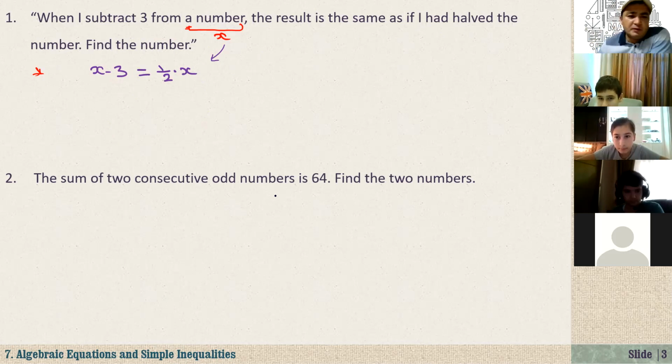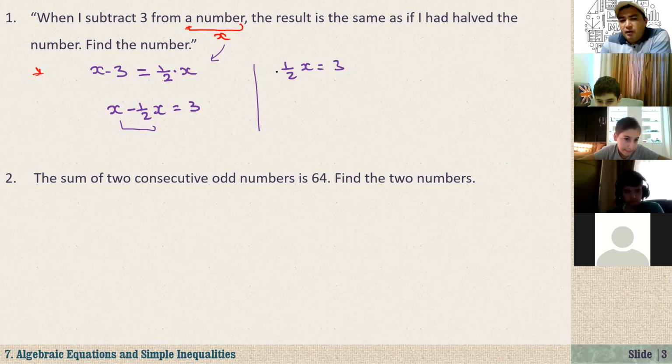Now we have to solve this problem. How can I solve this? Again, we have to take all unknowns to the left-hand side and the constant numbers to the right-hand side. Here I have X, and 1/2 X is taken to the left, so it changes sign: X minus 1/2 X. And -3 goes to the right-hand side, so here we have 3. Now we have to simplify this. We have already learned, right? So 1 minus 1/2, the coefficients, that's equal to 1/2 X is equal to 3.